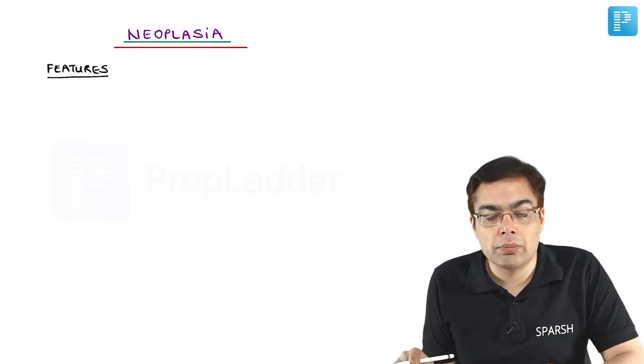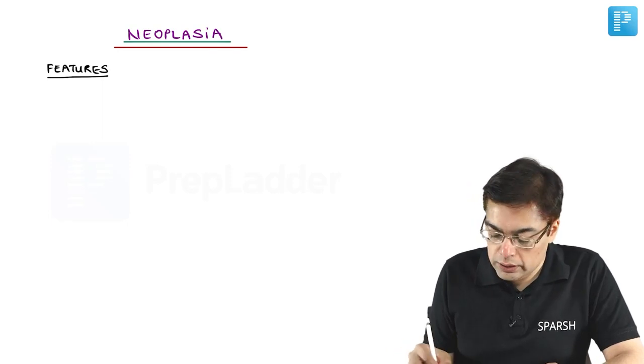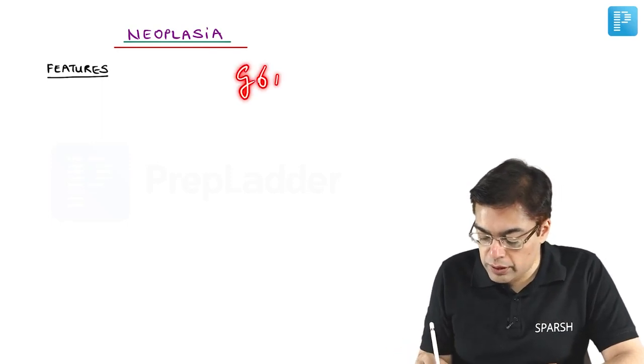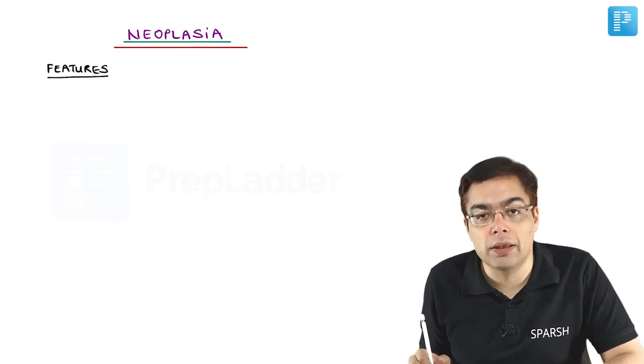The concept that you need to remember is that irrespective of the nature of the tumor, neoplasia per se would refer to the fact that the tumor happens to have a monoclonal origin, and the monoclonality of the tumor can be assessed with the two isoforms of the enzyme G6PD-A and G6PD-B.